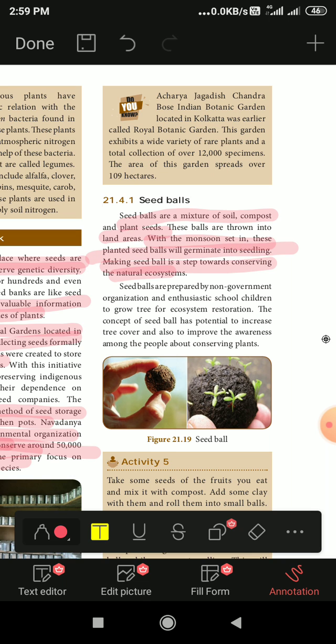When the monsoon season comes, it will naturally grow by itself. There is no need for anybody to water it, so the ecosystem will be balanced. Seed balls are prepared by non-government organizations and enthusiastic school children to grow trees for ecosystem restoration. So when we do this, trees will start growing everywhere.